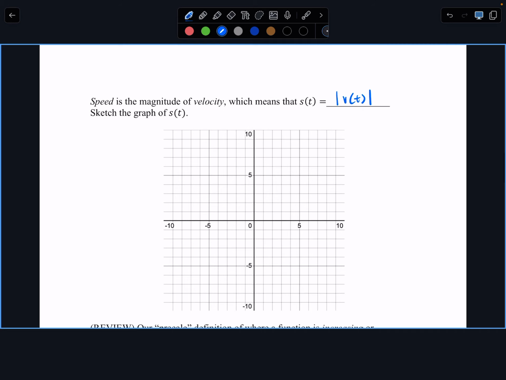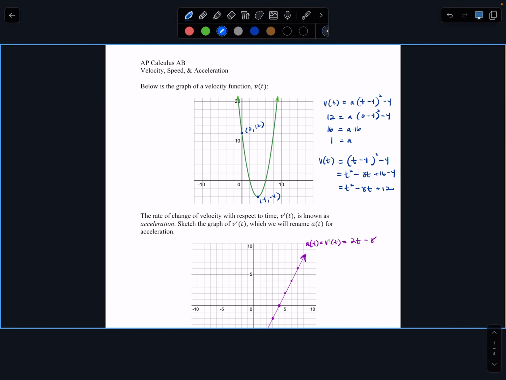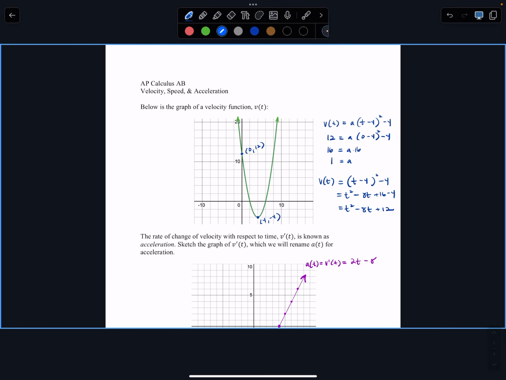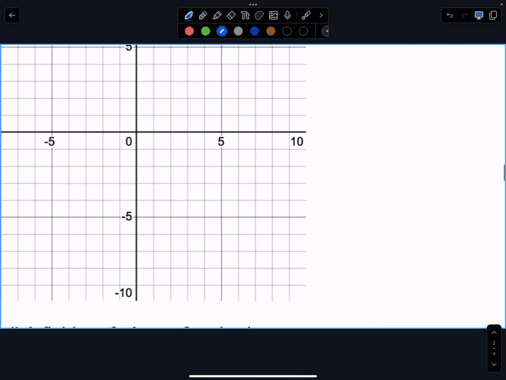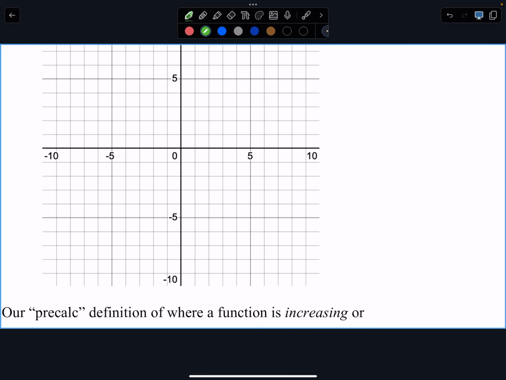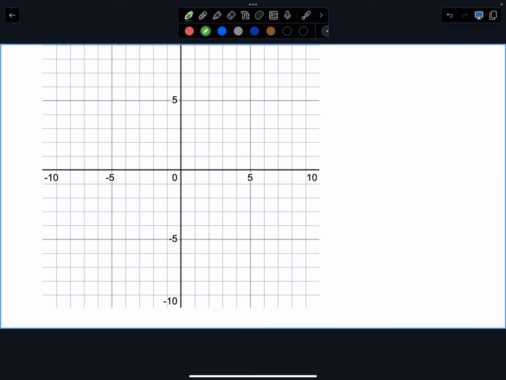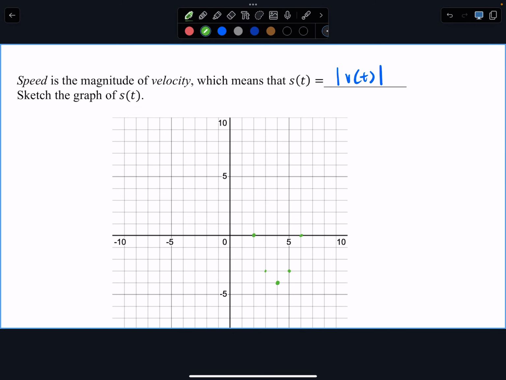over the x-axis. So if we think about the graph of v of t, which has the vertex at 4, -4, so the vertex is right here. Sorry, this is a different scale, so I just want to sketch this quickly. 1, 2, 3, 4 here, and then 2, 3, 4, 5, 6, 7. Oops.